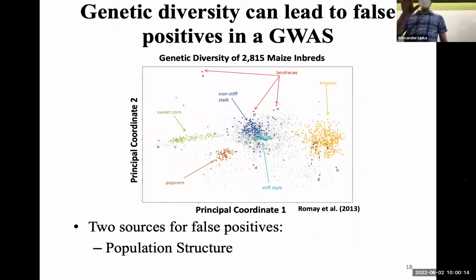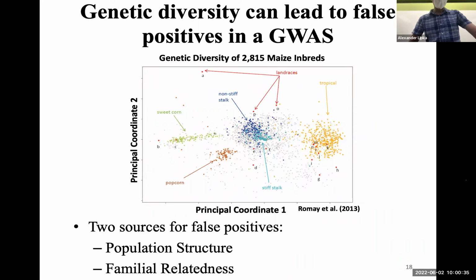If we don't account for this population structure in our statistical model, then in a GWAS our most statistically significant marker-trait associations will be due to subpopulation structure, and we don't care about that. We want to find the genes. We want to see what the genes controlling the trait are. And another source of false positives is familial relatedness.